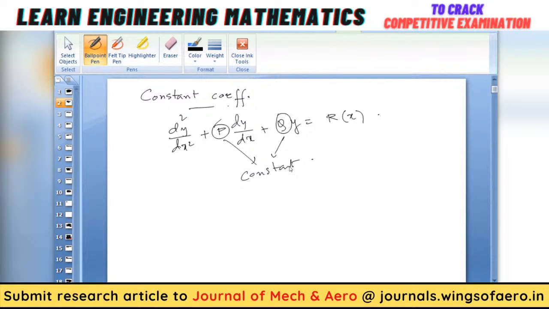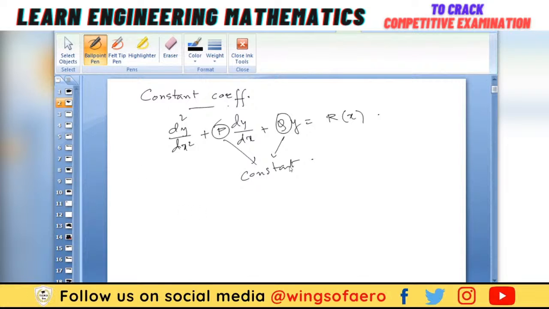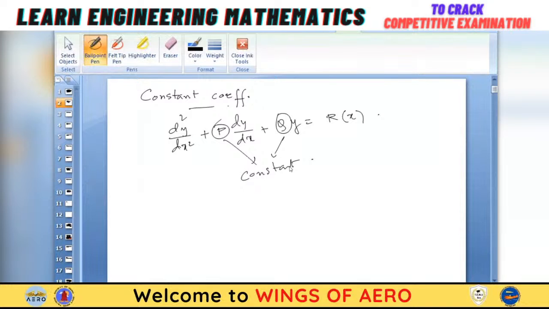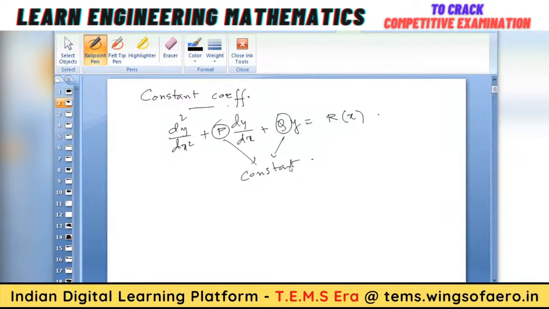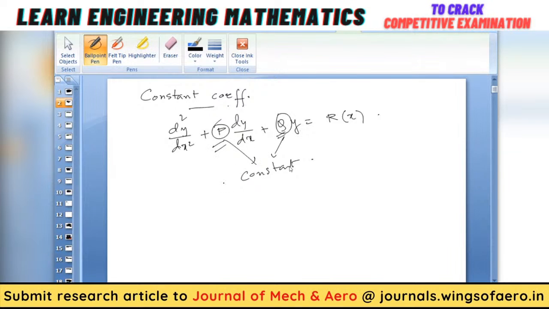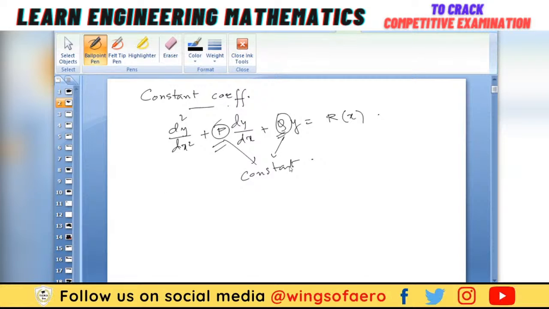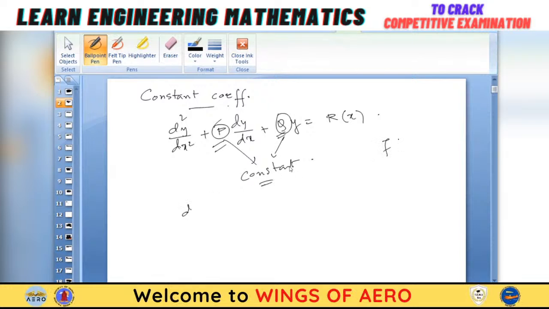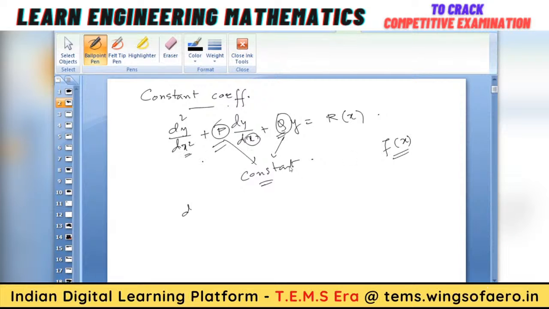So whatever rules we learned last class, the rules for finding the complementary function, and the rules for finding the particular integral, which we will discuss in today's class, everything depends on this constant coefficient differential equation. Now, what is a variable coefficient? Variable coefficient means p and q are not constant; they are functions of x only, that is, a function of the independent variable x.